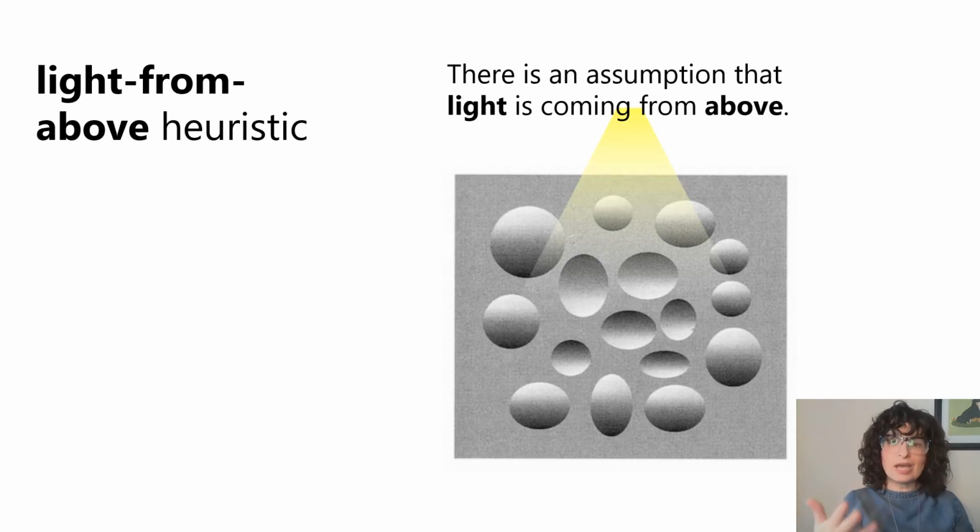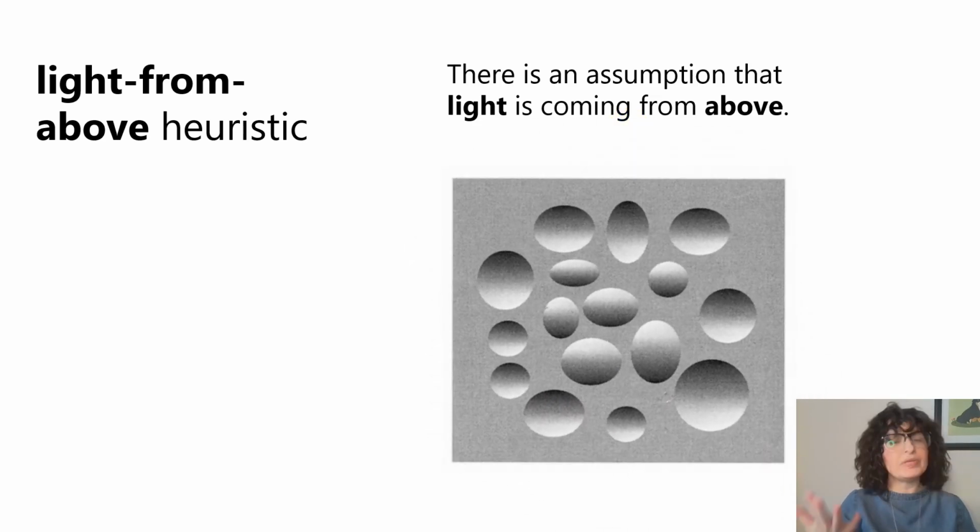And it means that shadow and light is going to work in a very particular way. So looking at these circles, if we assume light is coming from above, that light is going to strike that top edge for the circles that are popping out, and it's going to hit that bottom edge for the circles that are sunken in. But I can change our perception by just flipping this around. And again, because of the light from above heuristic, suddenly our perception changes so that all of the circles on the outside look as if they're sunken in, and all of the circles on the inside now look as if they're popping out. Same assumptions.